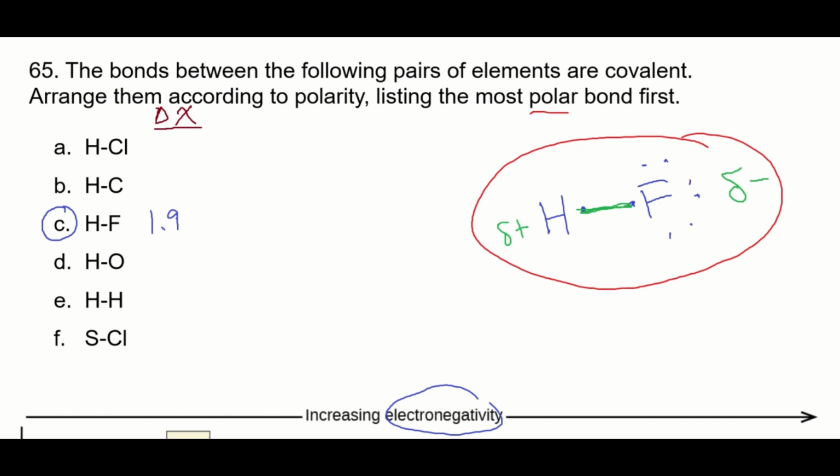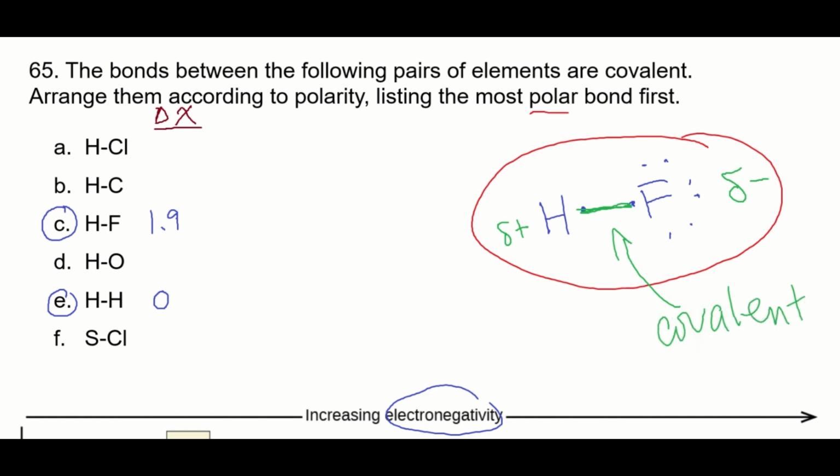Okay, so the first thing we can do is just get the delta chi's, or the differences in electronegativity. Then we can arrange them from the greatest to least. Now the least is going to be the hydrogen-hydrogen covalent bond, because when two atoms of the same element are sharing electrons, they have the same electronegativity. Therefore, there is no difference in electronegativity. And by the way, this is a covalent bond. I think you knew that.